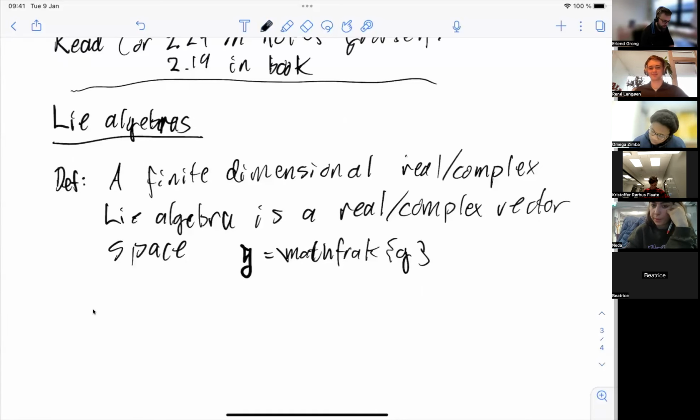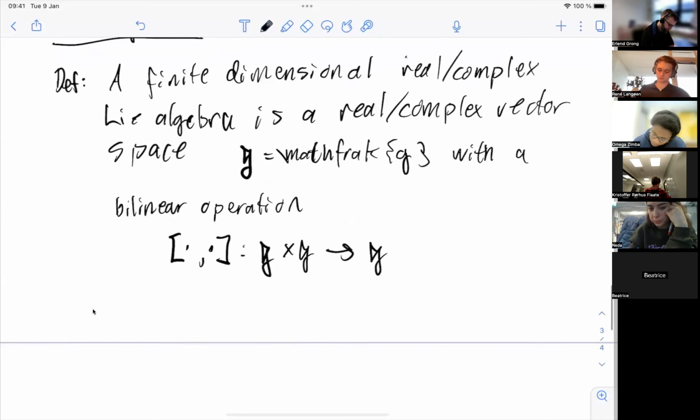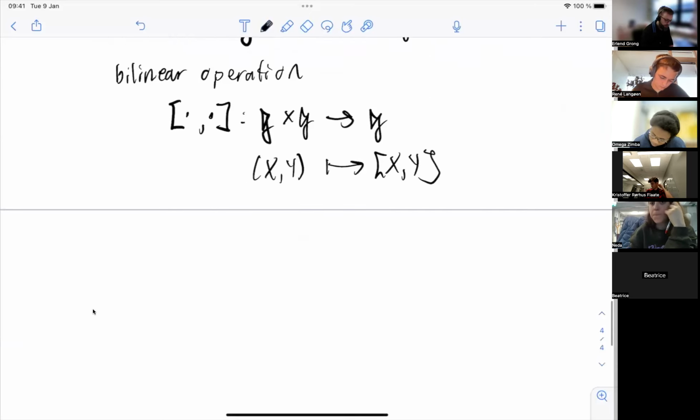And so it's either a real or complex vector space with a bilinear operation, which we denote by these sorts of brackets here that go from G cross G into G. So it goes from (X, Y) to the bracket [X, Y]. And we're saying that it's bilinear, so it should be linear in all components, with properties.